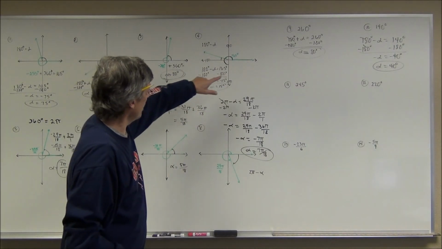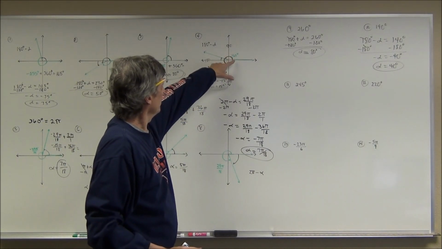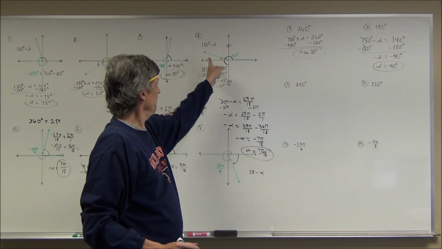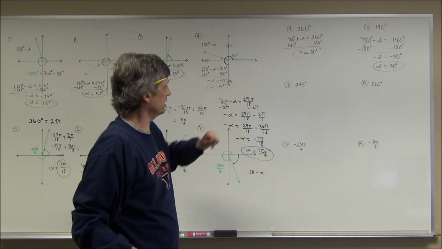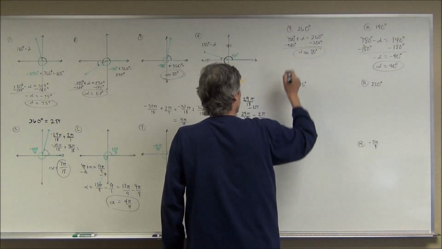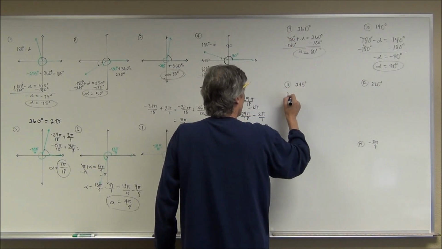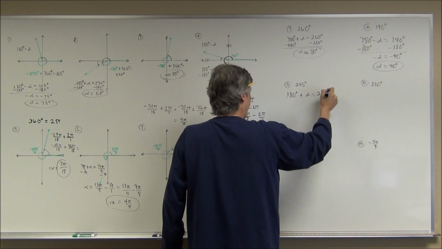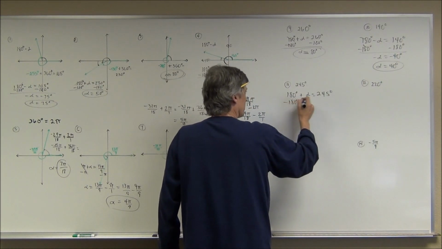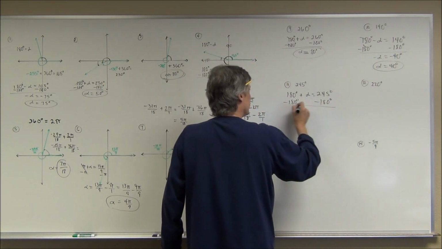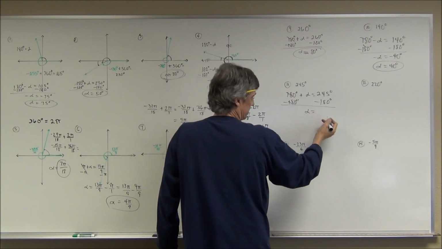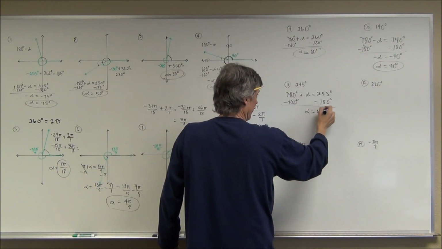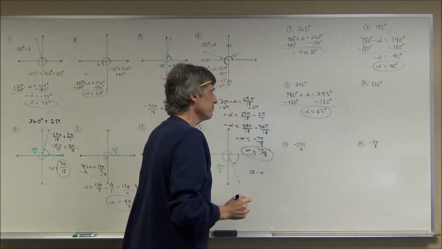Now this one's not so bad. 245, I was just kind of talking about an angle close to that before. That's between 180 and 270. That puts me in the third quadrant. It's positive. So I'm going to use the same thing I did up at number 9, 180 degrees plus alpha, and I'm going to set that equal to my angle 245. Subtract 180 degrees from both sides. 65 degrees, that's my reference angle.